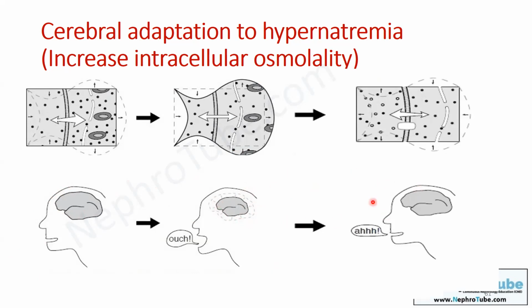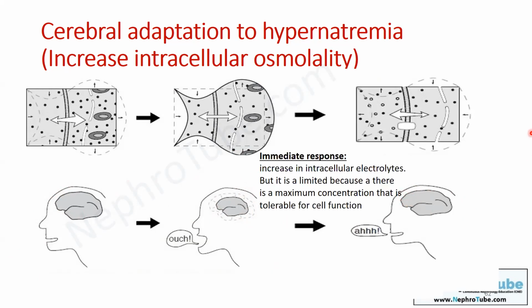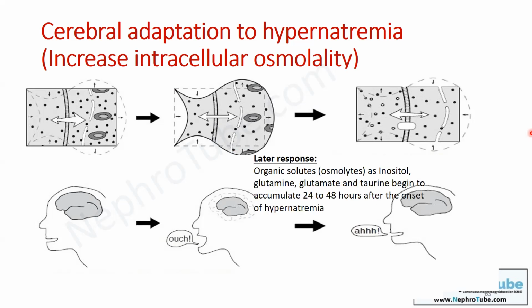To adapt to hypernatremia, the brain wants to increase its size again. So at the start, its immediate response, the brain tries to increase intracellular electrolytes by limiting the loss of intracellular electrolytes such as sodium and potassium. This will help to increase the osmolarity as much as possible in the brain to prevent more water loss from the brain. And in the later response, the brain will increase its content of organic solutes such as inositol, glutamine, glutamate, and taurine. This will further increase the tonicity of the brain and decrease the water loss from the brain.